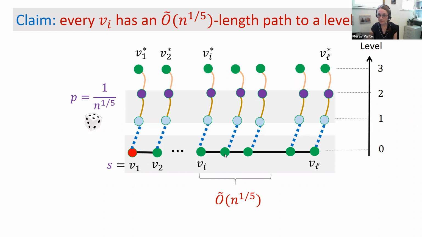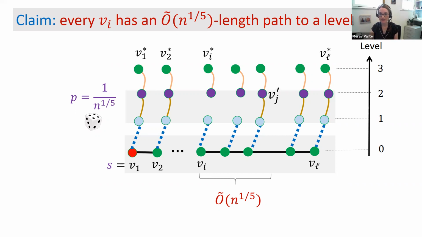Otherwise, I continue to the neighbor of Vi on the path. I move forward. And again, I know that the parent of this node, this edge, is in Hj. And this edge has been sampled with probability 1 over n to the 1 over 5. So I need to continue this walk for at most n to the 1 over 5 steps until I find an edge that has been sampled. And this edge provides me a short path of length n to the 1 over 5 between Vi and some level 2 node. Okay, so at this point, for every node Vi on the shortest path in level 0, I have a short path to some node in level 2.